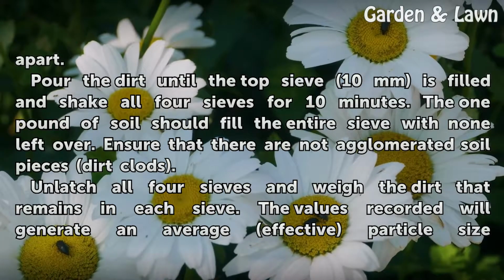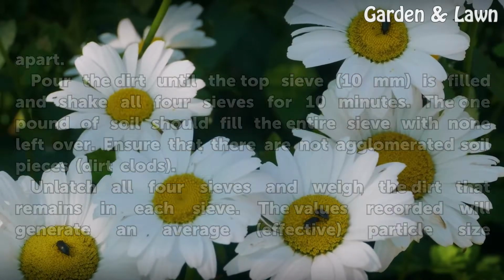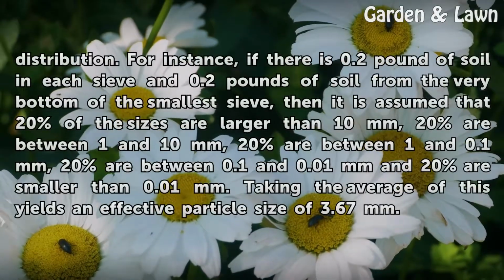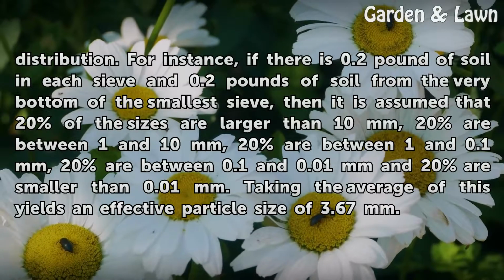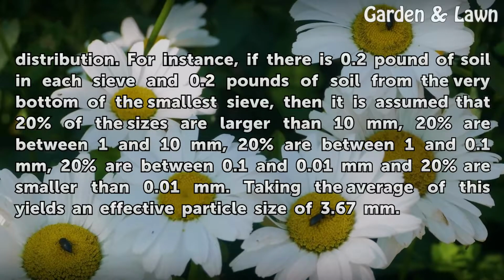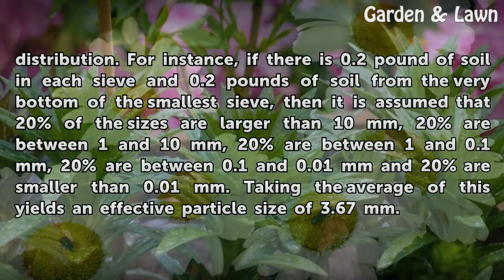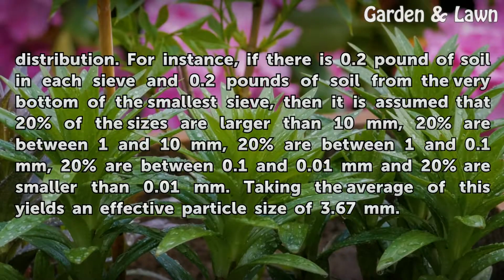Unlatch all 4 sieves and weigh the dirt that remains in each sieve. The values recorded will generate an average effective particle size distribution. For instance, if there is 0.2 pound of soil in each sieve and 0.2 pounds of soil from the very bottom of the smallest sieve, then it is assumed that 20% of the sizes are larger than 10 mm, 20% are between 1 and 10 mm, 20% are between 1 and 0.1 mm, 20% are between 0.1 and 0.01 mm, and 20% are smaller than 0.01 mm.